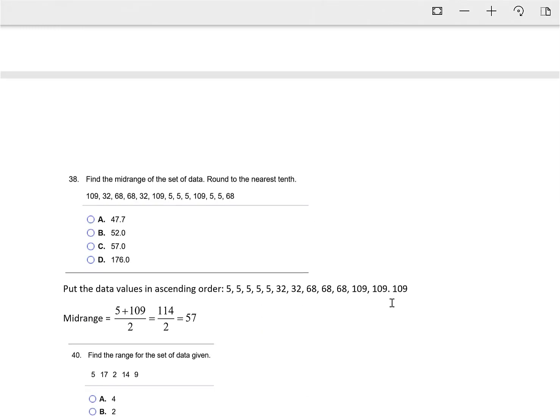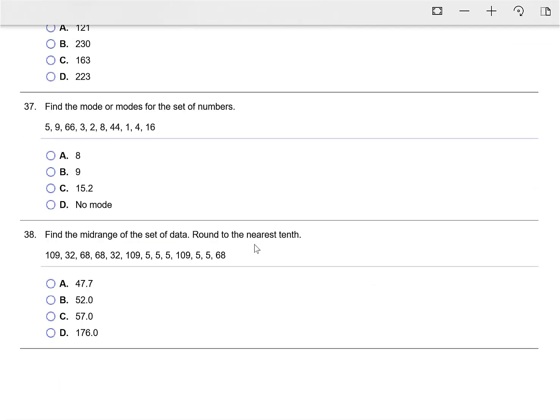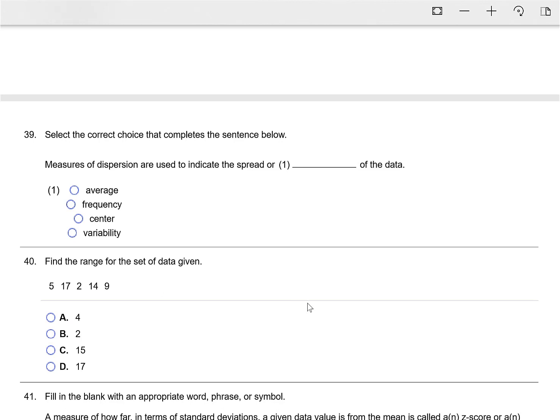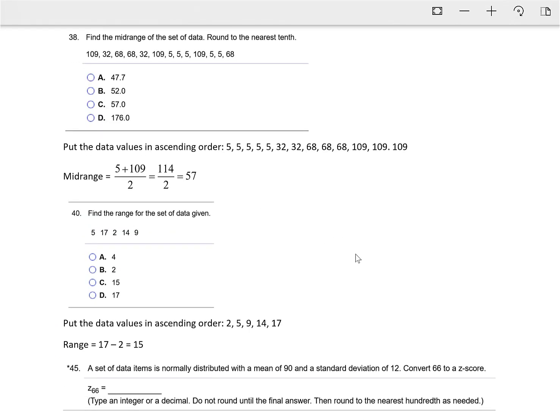Find the mid-range of the data set. Again, you want to put the data in order. For the mid-range, you take the minimum plus the maximum and divide by 2. And so my mid-range here is 57. And let's go back over here to pick up 39. Measures of dispersion are used to indicate the spread, and the answer to that is variability. Okay, the next question is over here, to find the range. Again, I put them in ascending order, and the range is the difference between the maximum and the minimum. And so in this case, we get a range of 15.